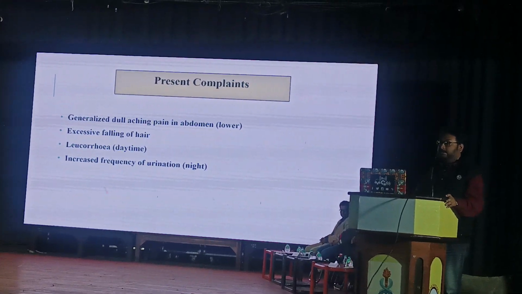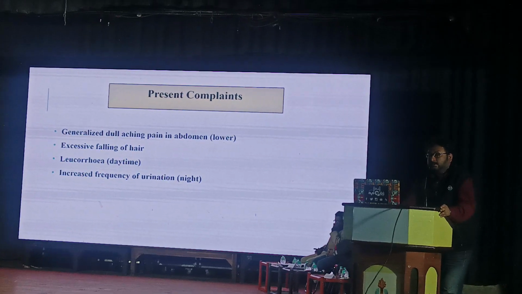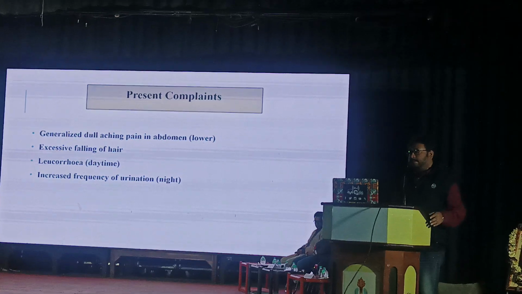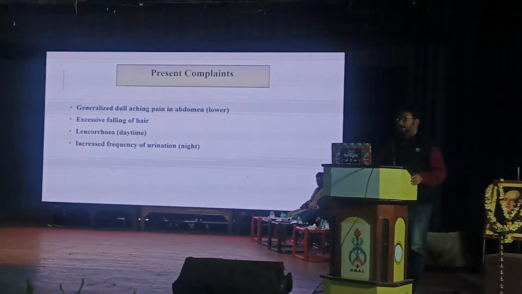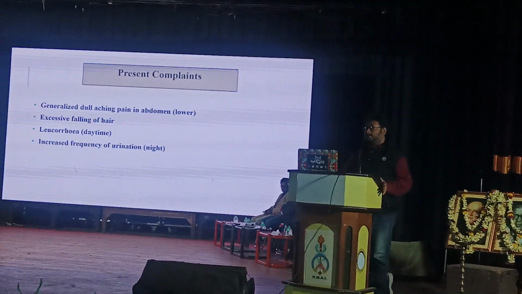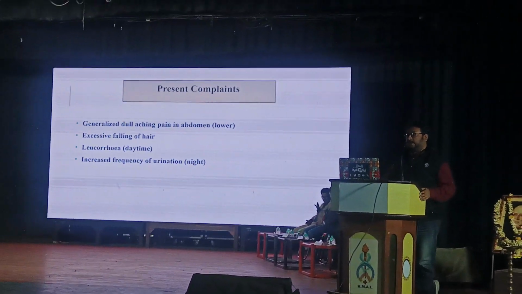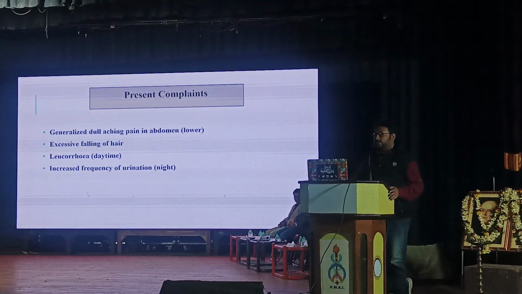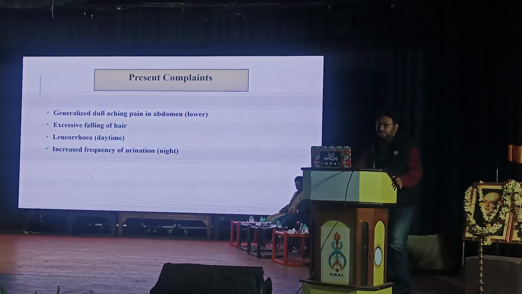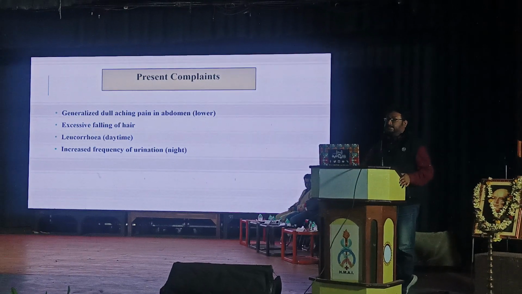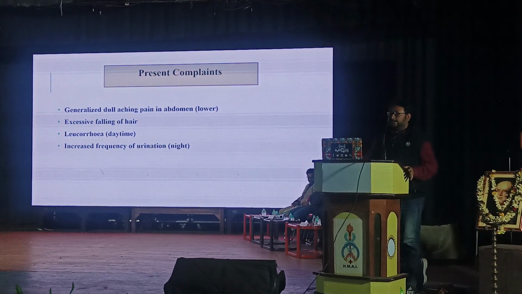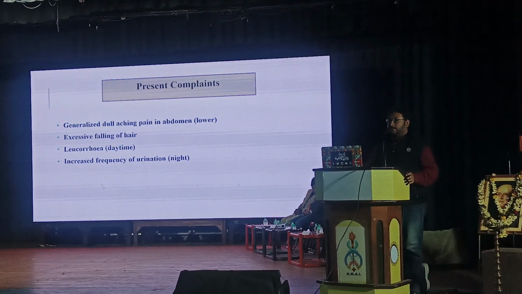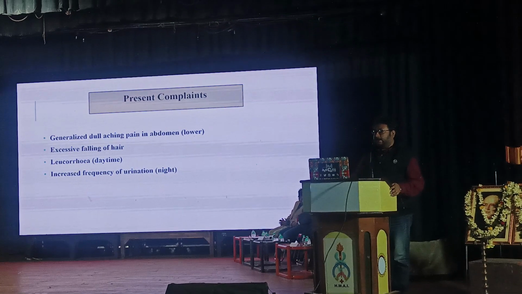I'm coming to the symptoms. These were the basic 4 presentations of the patient. The patient was having a dull aching pain in the lower abdomen, and it was not specified exactly whether it was on the right side, in the middle portion, or on the left side. Along with that, the patient was also having excessive falling of hair. There was also leukorrhea, not that specific except for the timing, that it used to occur basically in the daytime. And there was also an increased frequency of urination with a marked timing modality, which was around at night.